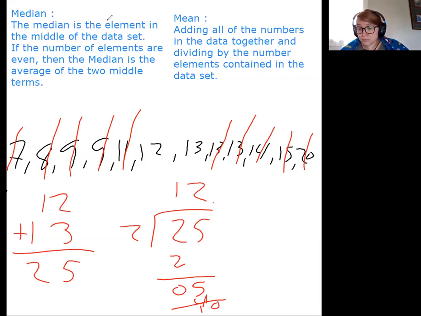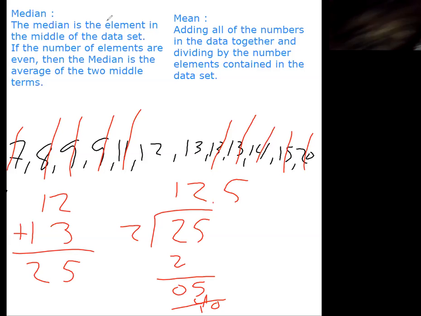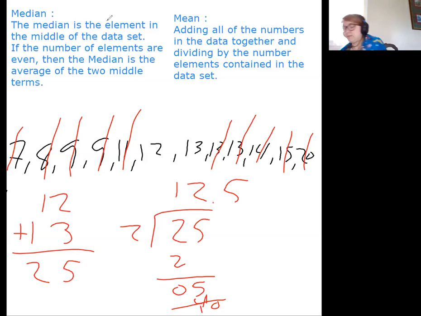But anyways, 2 goes into 10 5 times. 2 times 5 is 10, nothing else left. So 25 divided by 2 is 12 and a half. Another easier way to think of that is 12 plus 12 is 24. And if you do 13 plus 13, then you're at 26. So you need something in the middle to get to 25. So 12 and a half plus 12 and a half is 25.